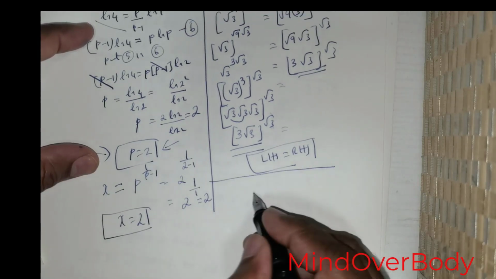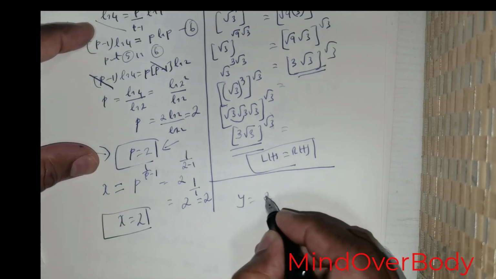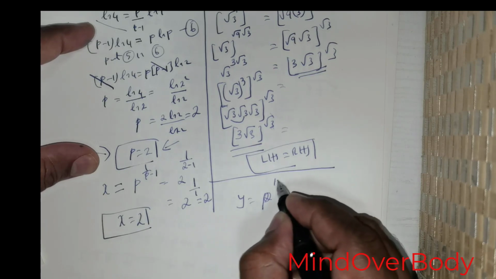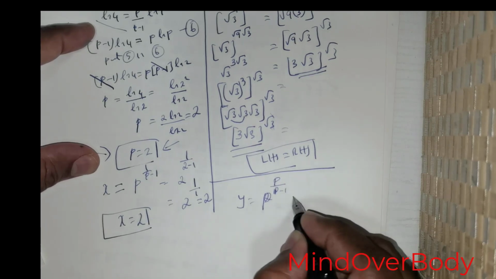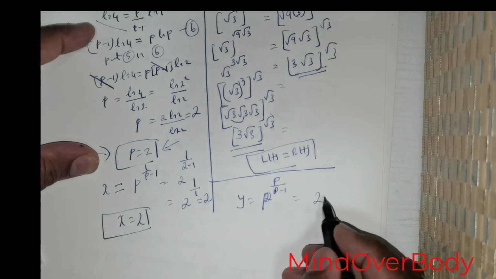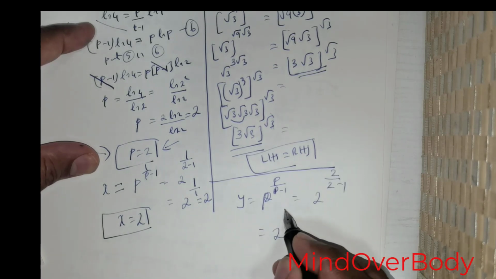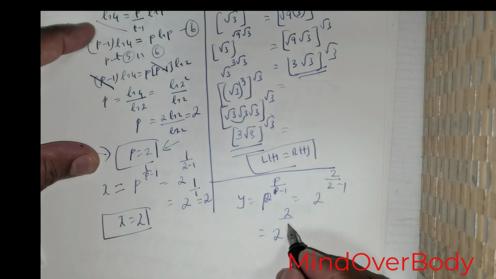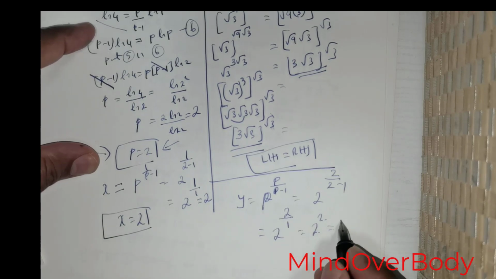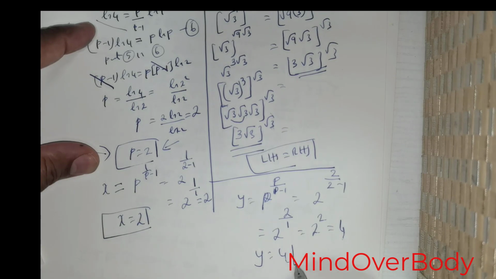And on the other hand, my y value is p raised to the power of p over p negative 1. My value of p is 2, so it's going to be 2 raised to the power 2 over 2 negative 1, which is nothing but 2 raised to the power 2 over 1, which is nothing but 2 squared, which is equal to 4. So y is equal to 4.